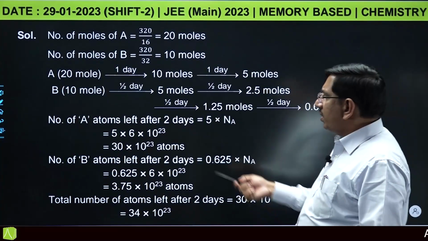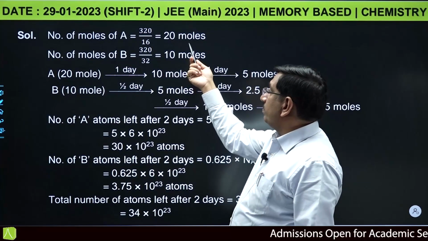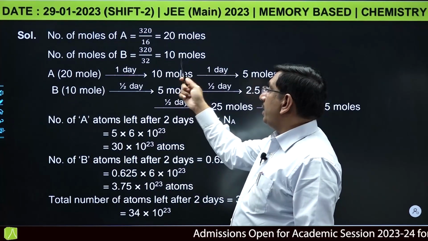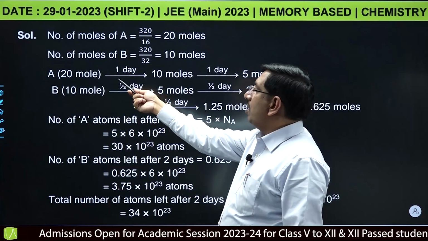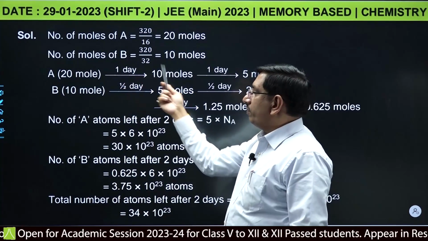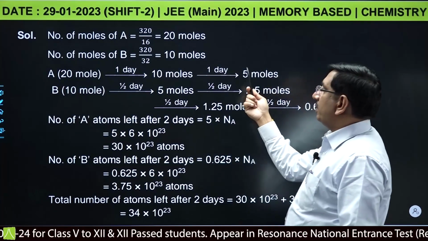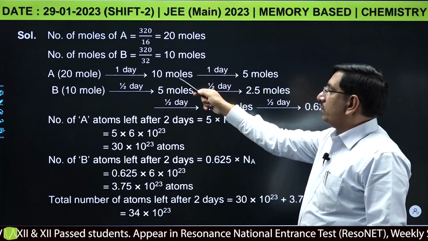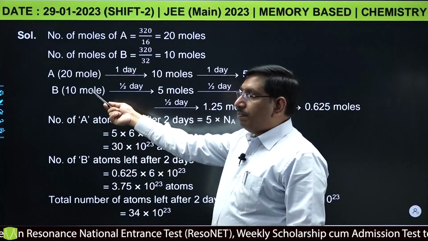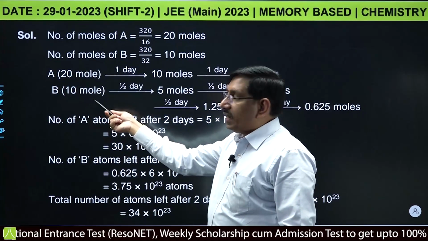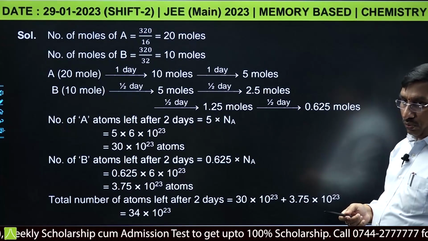Here, A and B both are given as 320 grams, so we calculate the moles: 20 moles and 10 moles, because the molar mass is given as 16 and 32. Now, after 1 day, it will become half because the half life is 1 day, so 20 moles will become 10 moles and after another day, it will become 5 moles. That means, after 2 days, you are getting 5 moles of A. And B is initially 10 moles. After 2 days, you are getting 0.625 moles.